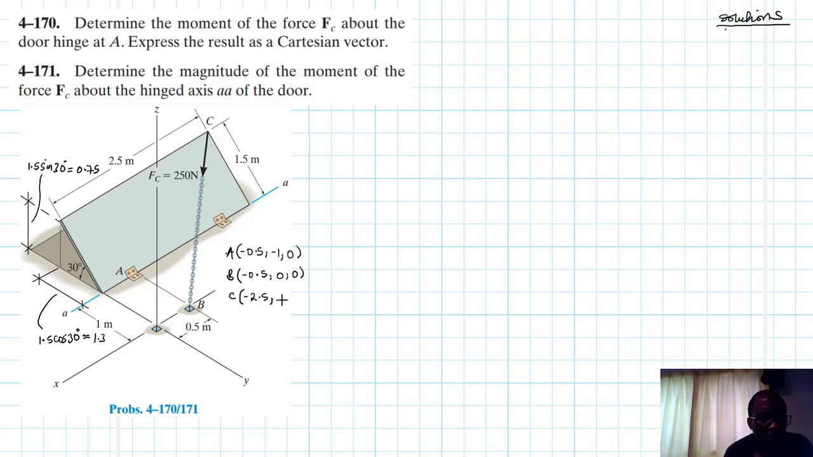Alright, so I think we have it all. In the y direction, we have 1.3 plus 1, which is 2.3, so minus 2.3. Then in the z, we have a positive 0.75. Okay, I think we have everything. So now let's start working.